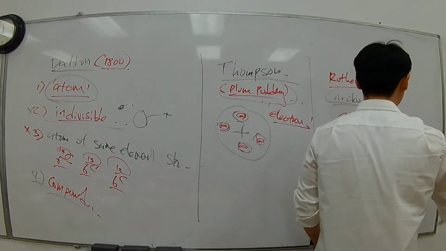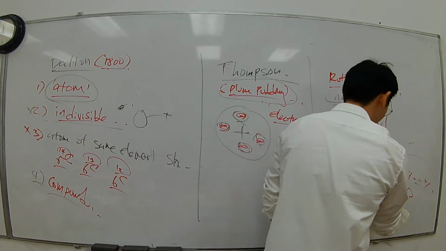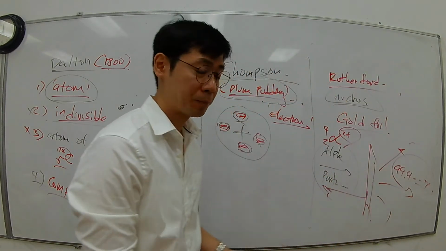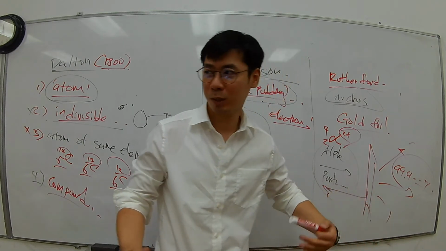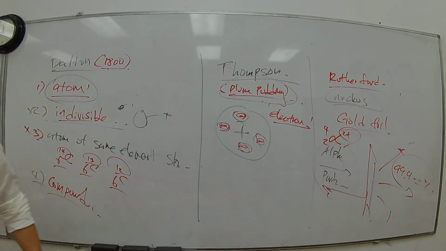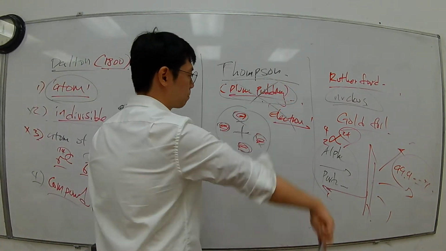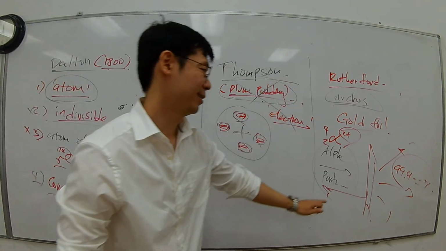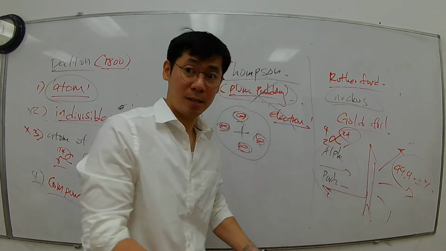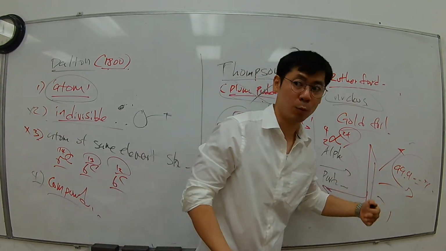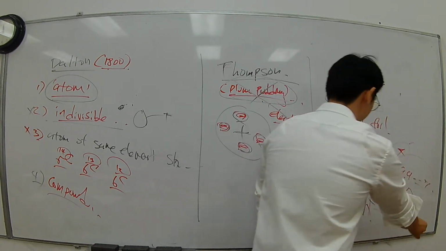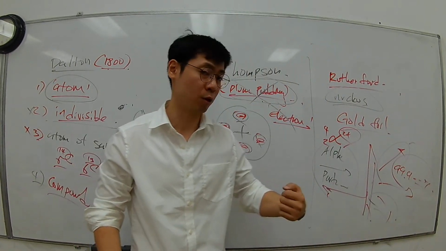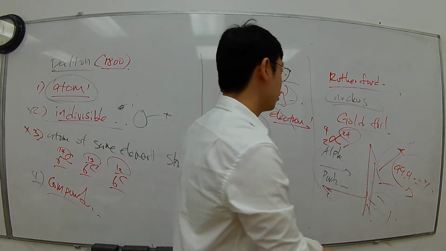A very small portion deflected. It's not straight, maybe deflected back, whatever. But the foil is intact. So that's where they started to think, oh, this is not the way. Why do they go through, and why do we have some deflection? There's a very dense particle in the middle of the atom, which is called the nucleus. That's where the term nucleus came from.